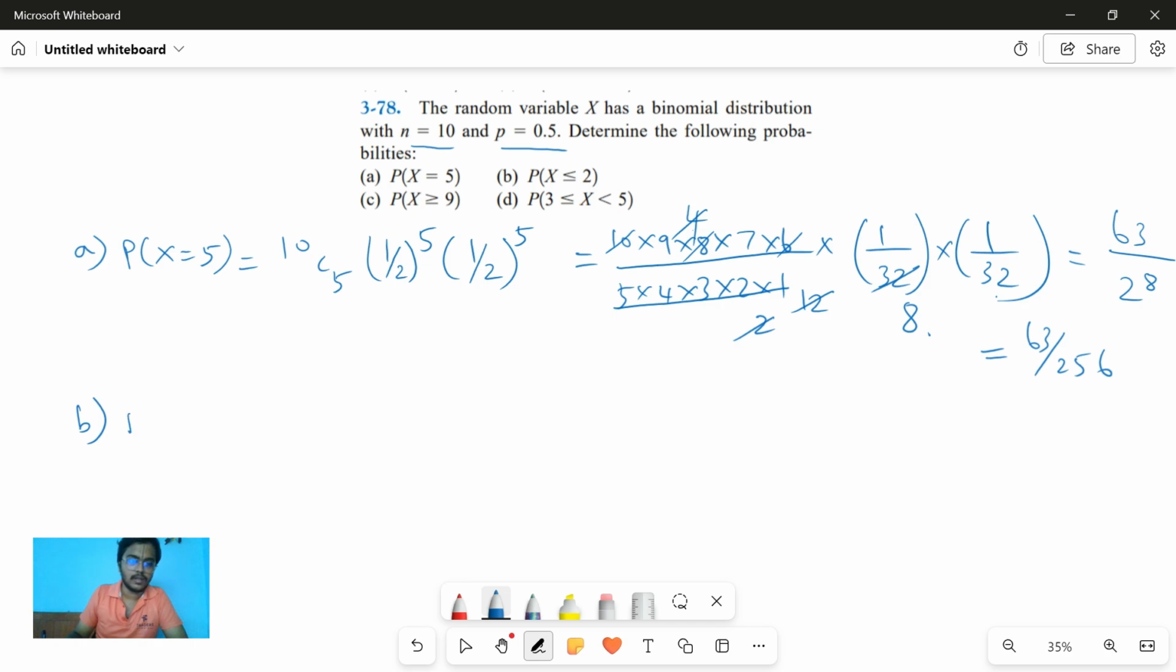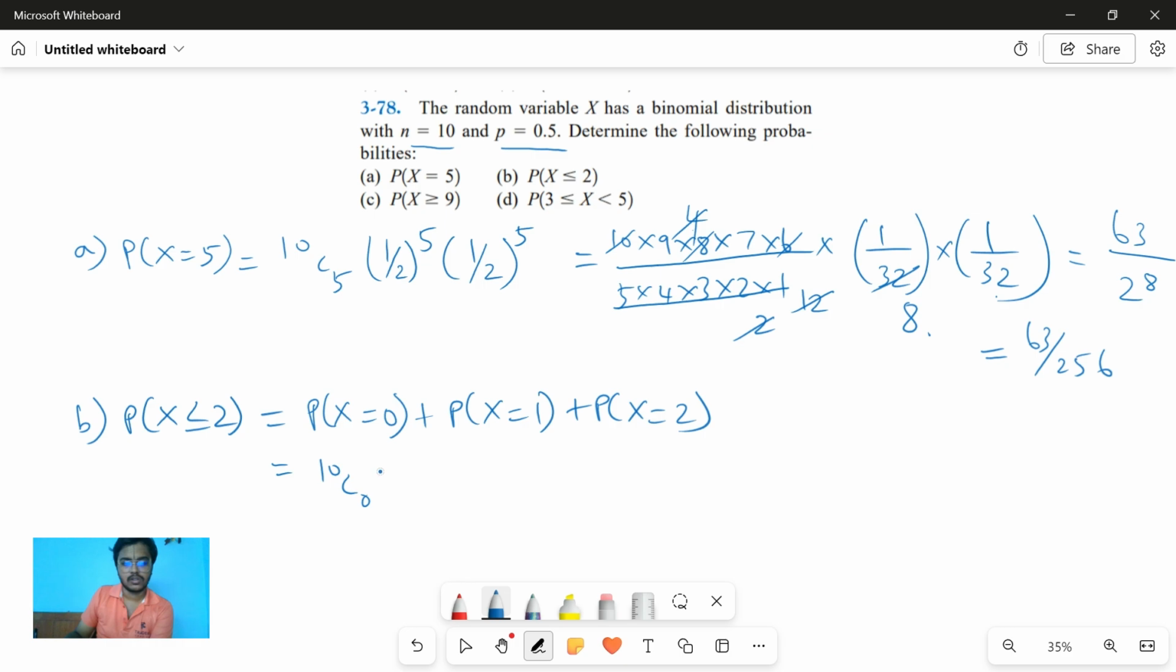Okay, now similarly, P of x less than or equal to 2. What is this? This is nothing but the CDF, right? They are asking the value F of 2. You don't know the value of F of 2, because the CDF definition is P of x less than or equal to x, a sigma, right? So you're anyway doing the sigma here, but you don't know the value of F of 2, so that's why you have to calculate the PMF from P of x equal to 0, P of x equal to 1, and P of x equal to 2. Everything you have to calculate, no other way. Now what is n? 10C0, sorry, 1 by 2.